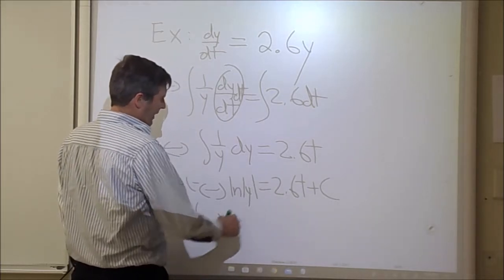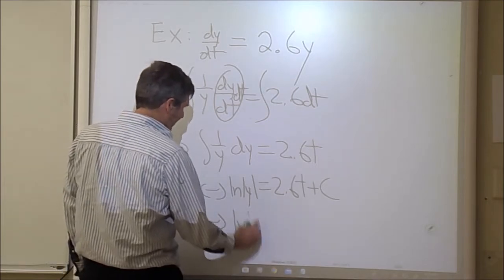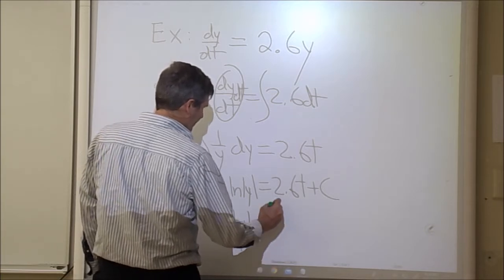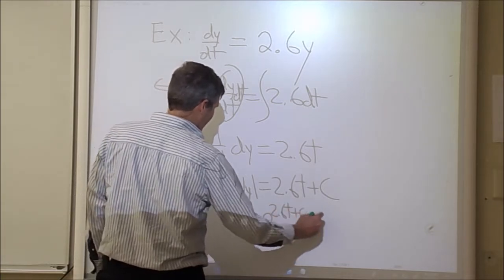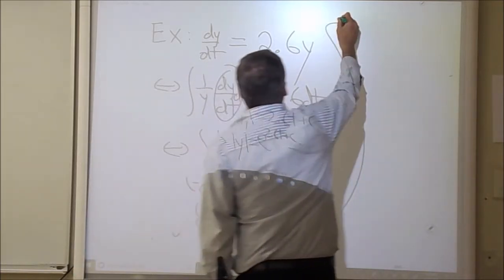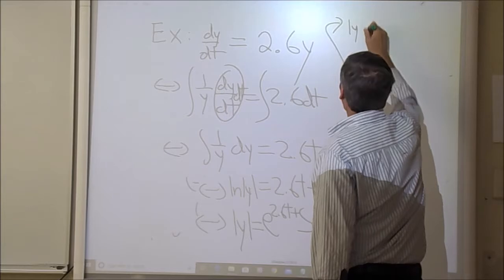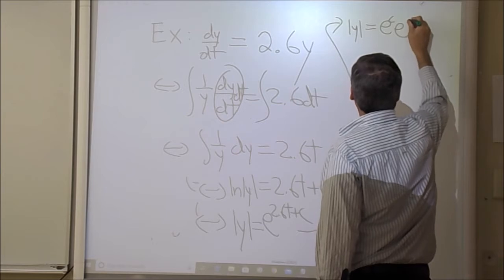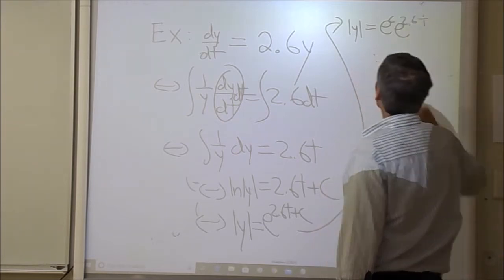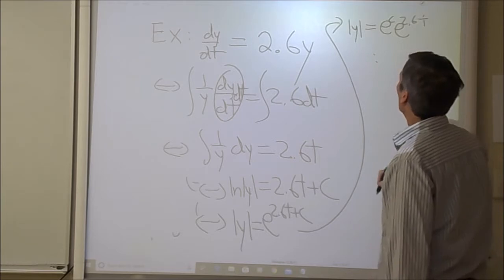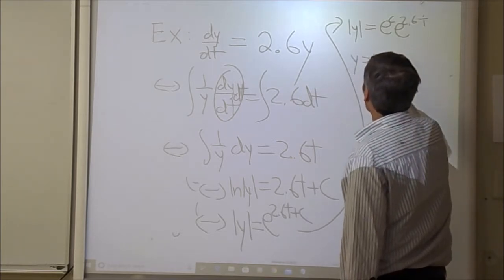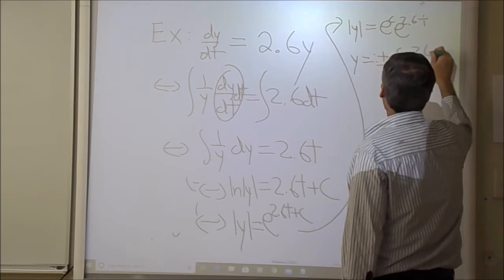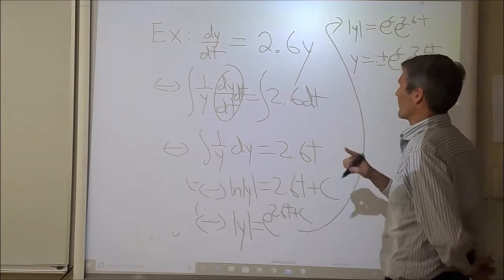And if I take the exponential of both sides, now I've got absolute value of y equals e to the 2.6t plus a constant, or if you like, absolute value of y equals e to the c times e to the 2.6t. And this says that y is equal to plus or minus e to the c, e to the 2.6t. There's what we call, well, almost the general solution.